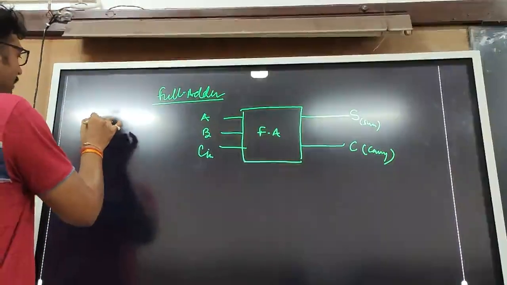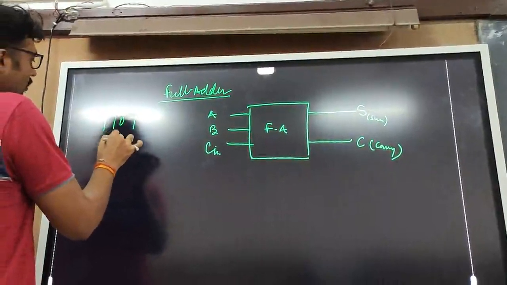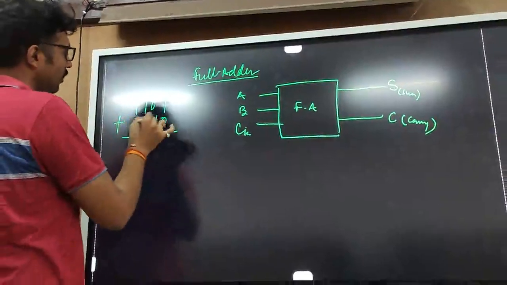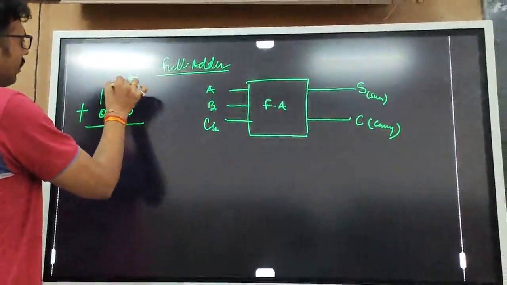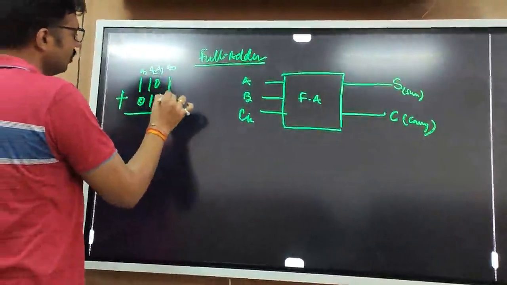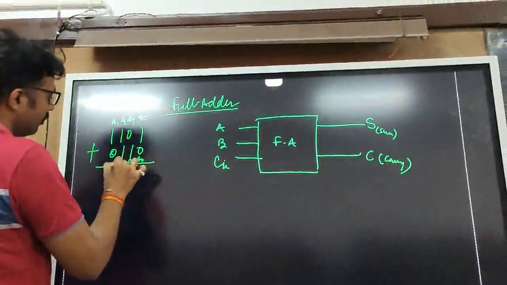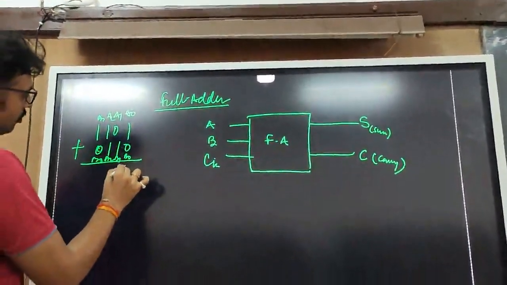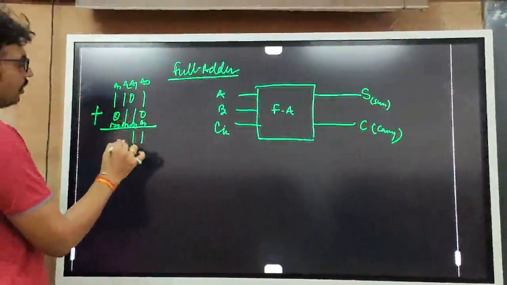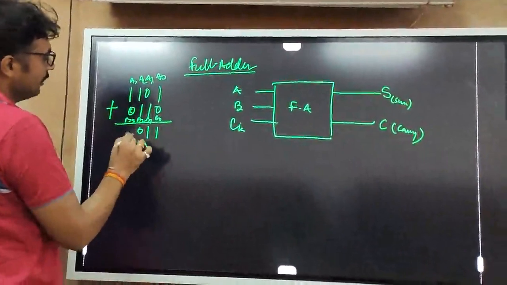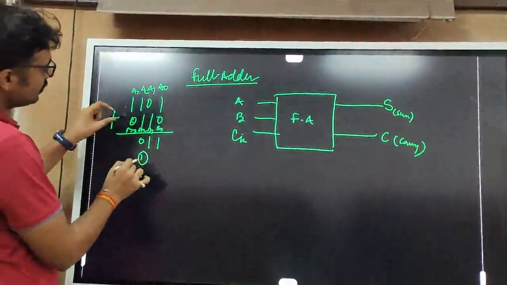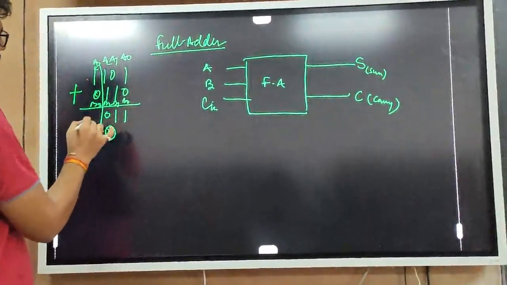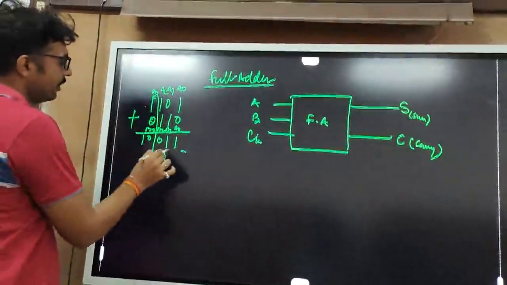Suppose you have to add 4 bits, 1 1 0 1 and 0 1 1 0. That is A0, A1, A2, A3, and this is B0, B1, B2, B3. So suppose you are adding, this is 1 plus 0 is 1, 1 plus 0 is 1, 1 plus 1 is 0, then there is a 1 carry. Then when you are adding here, this carry must be transferred to here so that it can be added with this bit, and then you have an accurate result.